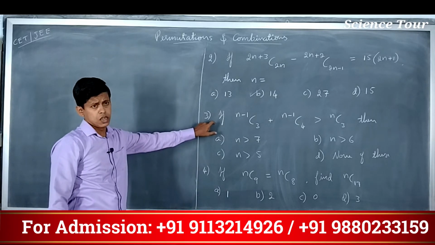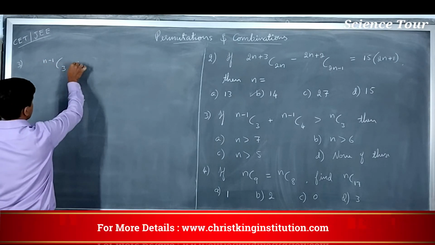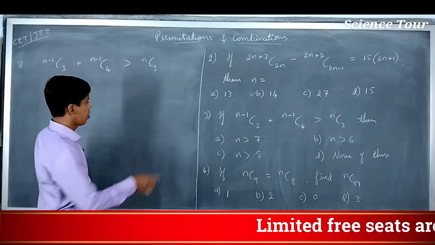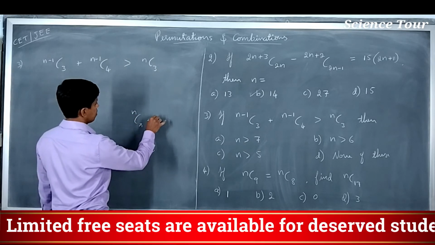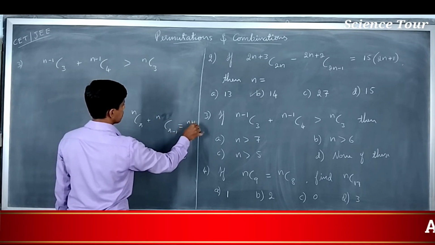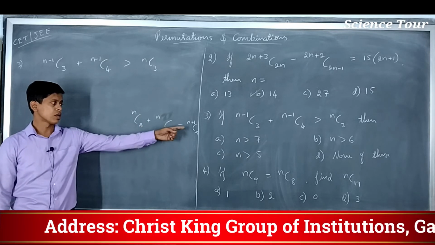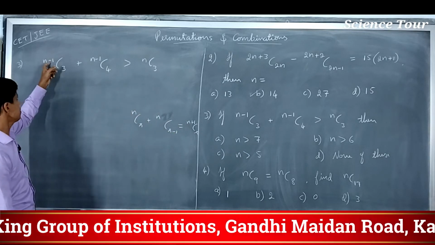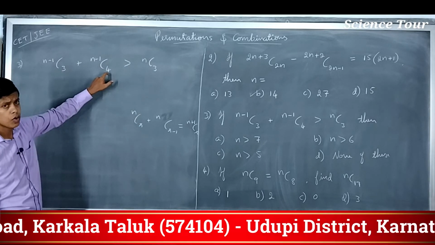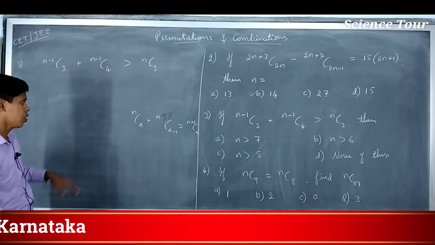All right, so let's go to the third problem here. You have got n minus 1 C3 and then n minus 1 C4, which is greater than n C3. Okay, so remember one formula, that is nCr plus nCr minus 1 is equal to n plus 1 Cr. I hope you remember this. Now, in place of n, we have got n minus 1 over here, and in place of r, I have got 4, and r minus 1 is 3. So write this in the proper order, or you can directly go for the answer.